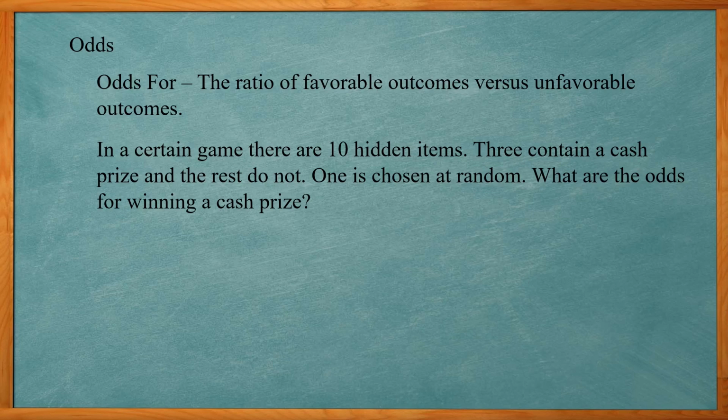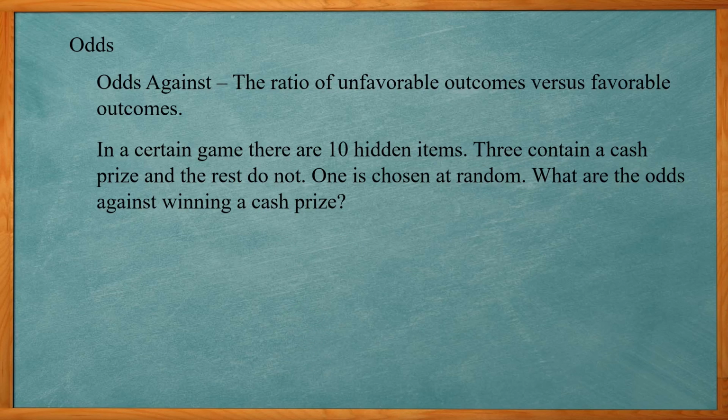Okay, so instead of probability, we're trying to find the odds. So the odds of choosing a cash prize. So there's 3 that have a cash prize, and there's 7 that do not. So you can write it like this, 3 to 7, or 3 over 7. You have 3 that contain a cash prize versus 7 that do not. So this is odds, 3 to 7.